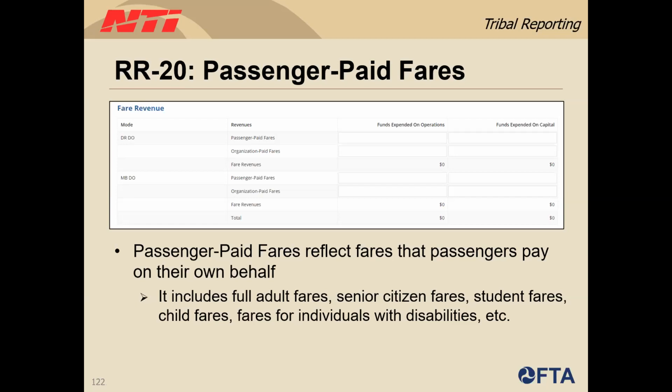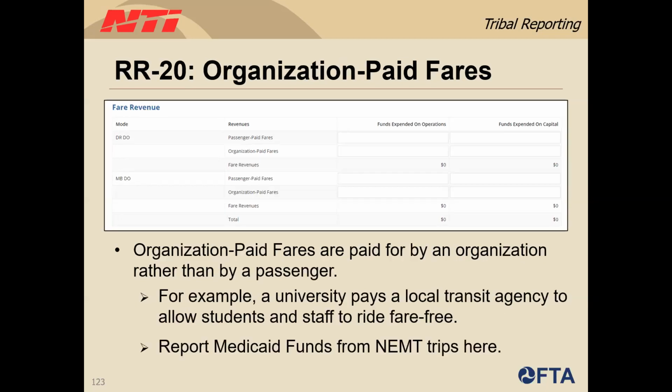Passenger paid fares are those that are traditionally considered as passenger fares, in which a passenger pays to board the vehicle. This category includes the fares listed on the slide here, including adult fares, senior citizen fares, and student fares. Organization paid fares are those that, again, an organization pays for or pays through a third party on behalf of the passenger. One common example is a university that pays a transit agency to allow students to ride fare-free. Please note that Medicaid funds should be reported in this form as an organization paid fare.